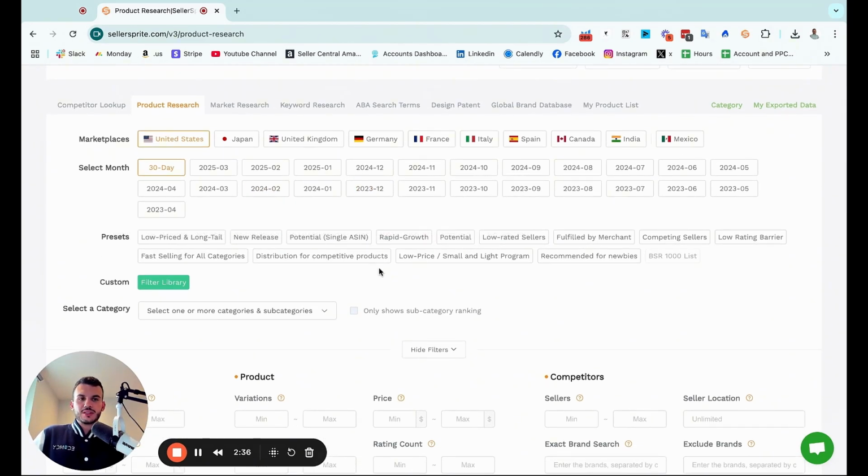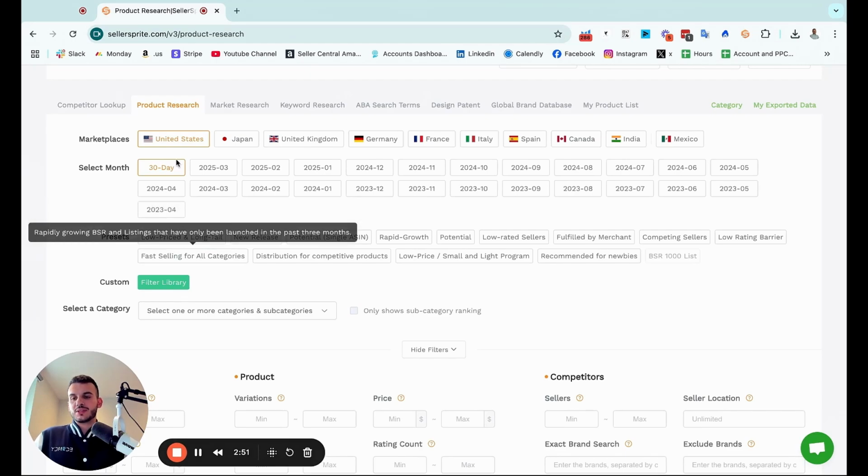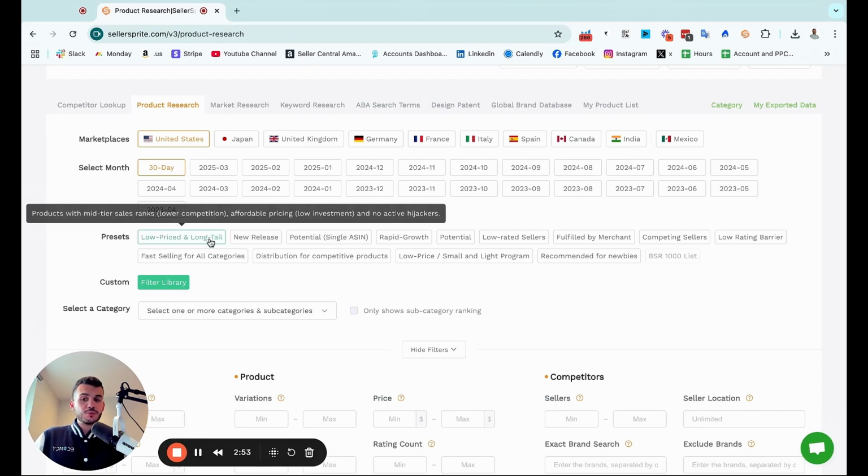Now let's go to the presets. What you're going to find in here is that all these presets give you KPIs that are going to allow you to find the winning product as accurately as possible. The ones I like to use are a couple, and I'm going to show you the reason behind it. One of them is low price and long tail. These are products that don't need a huge amount of capital to be launched, but at the same time have a lot of keywords that are going to give you the opportunity to diversify yourself.